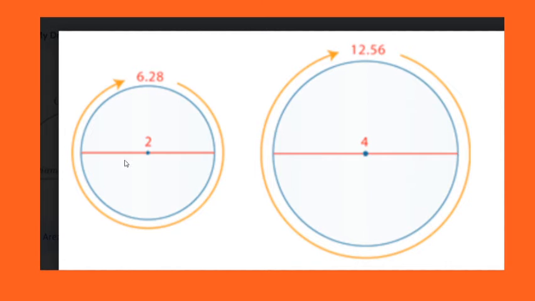Okay, as you notice, as the diameter gets larger, the circumference gets larger. So if the diameter is 2 centimeters, for example, the circumference is going to be 6.28 centimeters.